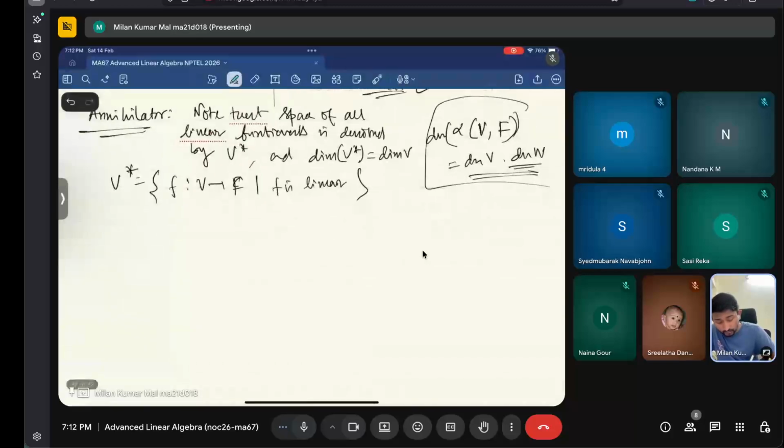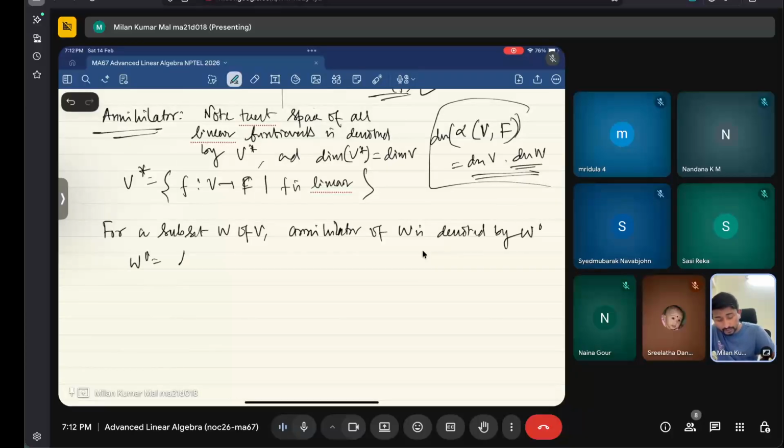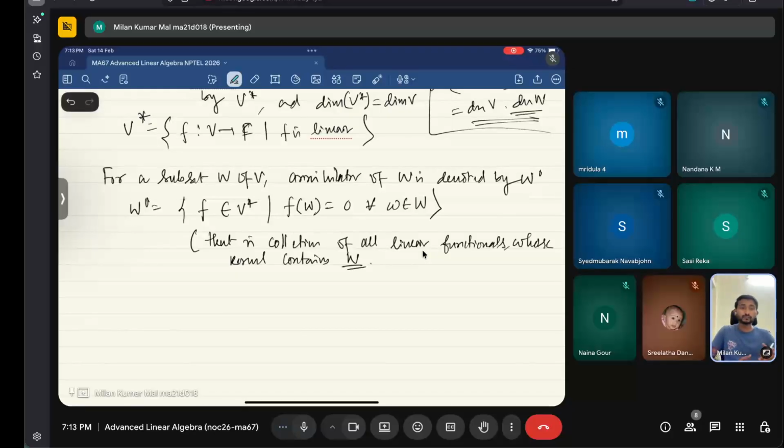Now annihilator means, for a subset W of V, the annihilator of W is denoted by W naught, which is given by the collection of all those f in V star such that f maps all w to 0 for all w belonging to capital W. So that is the collection of all linear functionals whose kernel contains W. This is what I'm trying to say: all those linear functionals which map every element of W to 0.